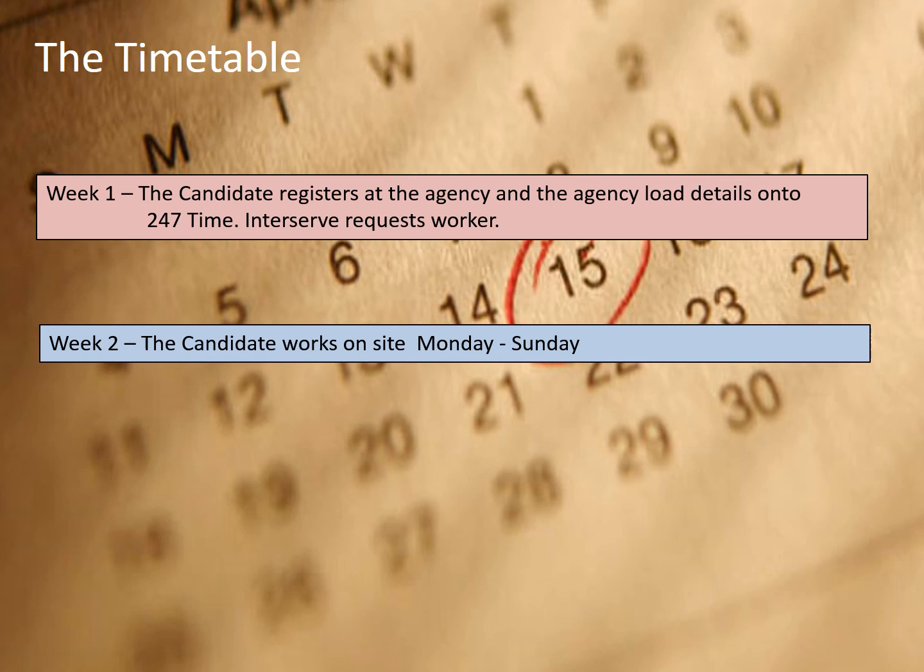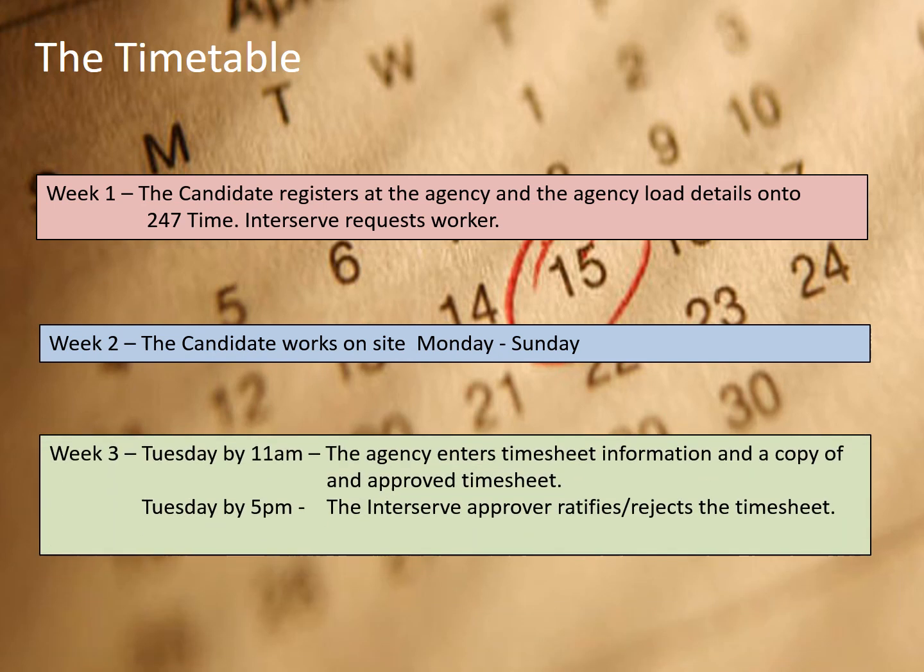It's the following week then, the week after the candidate has actually worked, where this activity in terms of the timesheet occurs. So basically, in week 3, by Tuesday at 11, we're saying to the agencies, you must have completed the information on the timesheets in order that you can then go in and approve them. So what we're asking them to do is enter those hours and upload a copy of the timesheet, so that information is then ready for you to approve.